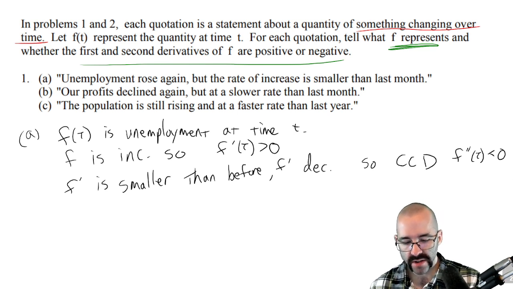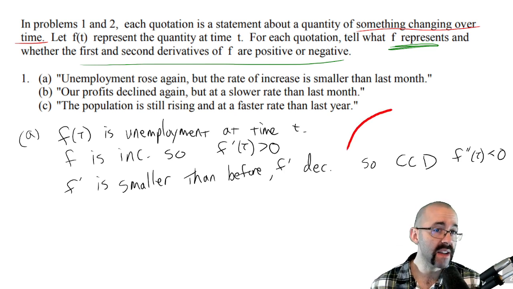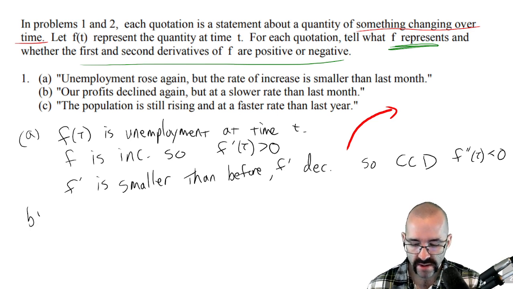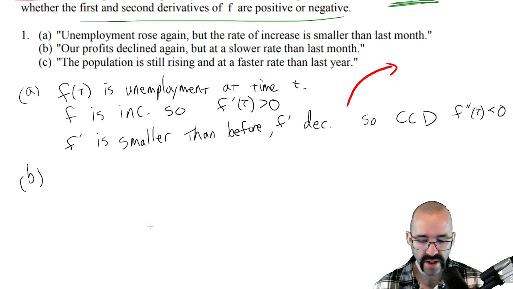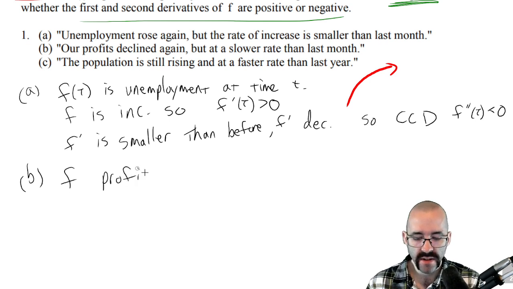If we wanted to draw a picture, this is what f looks like. Unemployment is rising, but it's rising more slowly than it used to. Positive first derivative because it's going up. Negative second derivative, concave down. I'll do one more of these. I won't do letter C. Our profits declined again, but at a slower rate than last month. So here f will be our profits.